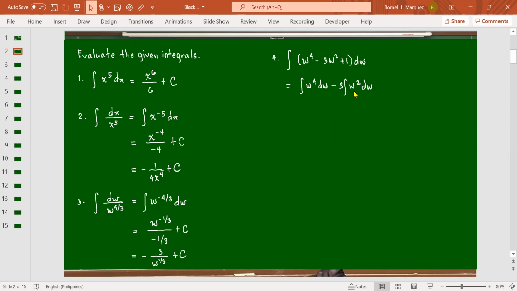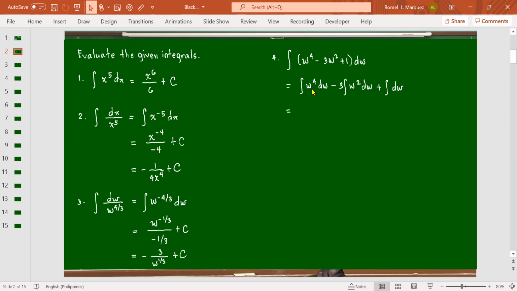So minus 3 times. Negative means adding, minus means adding negative, no? So then the last one is plus the integral of dw. Of course, you don't need to do this one by one like this, no? You can do it mentally, as long as you know the property.